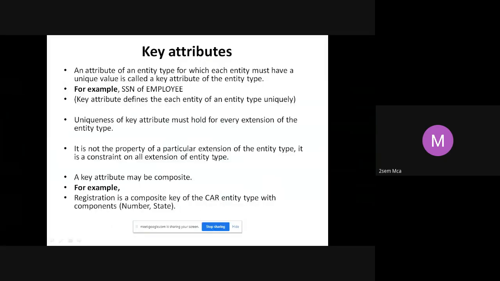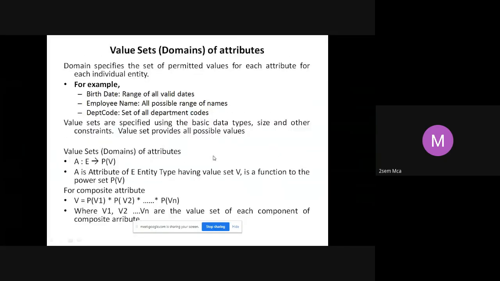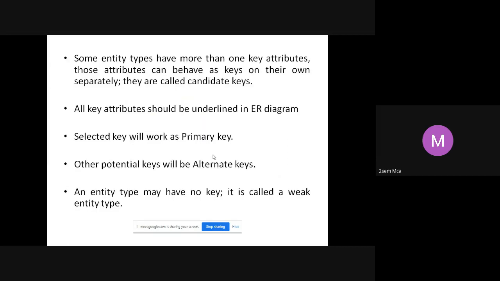Okay, let's proceed further. Any doubts so far, any of you, in differentiating between the different keys and the different types of attributes? Any doubts, any questions so far?